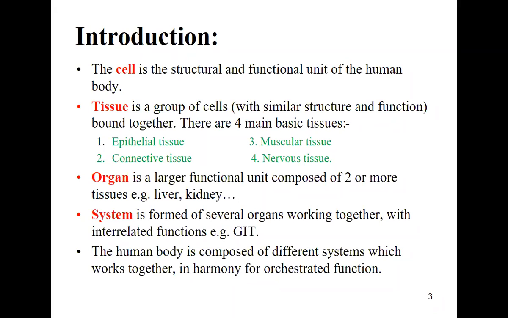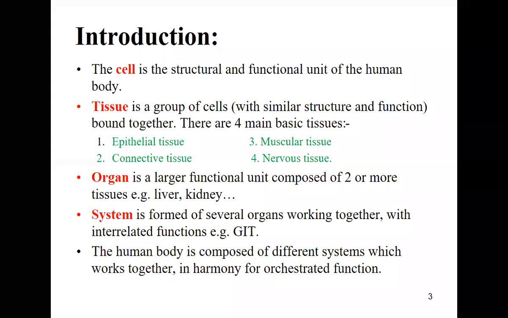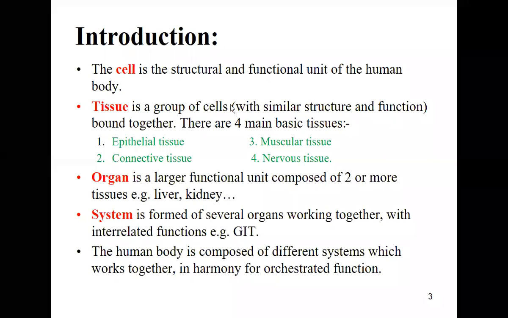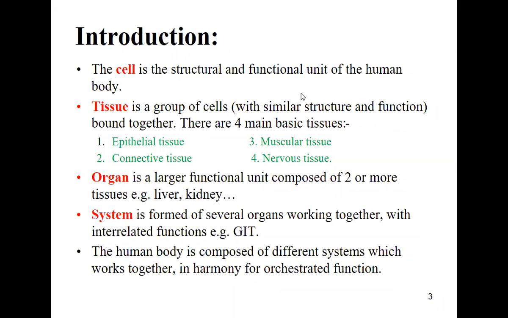Thank you. The tissue. What is a tissue then? So cell, we know, is the smallest structure which forms the structural and functional unit of the human body. So what is tissue? Tissue is a group of cells, many cells which come together, so that forms a tissue. Tissue is a group of cells, but they should be similar in structure and function. So when a group of similar cells come together, they should all have the same structure and the same function.